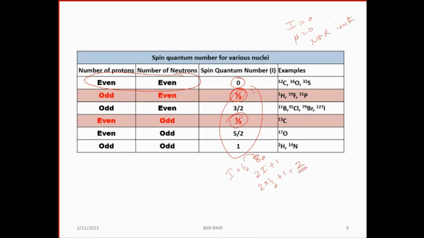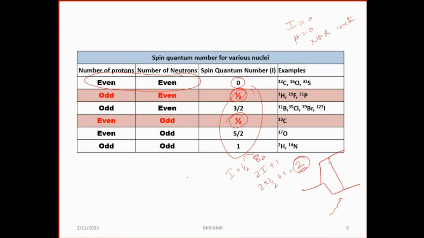So what will happen? It will be split into 2 states, because with the formula of Zeeman splitting, 2I plus 1, it will be split into 2 states. And with 2 states, it becomes very easy for me to study further. So when I give a radio frequency, I'll have an excitation only from one state to the other state.